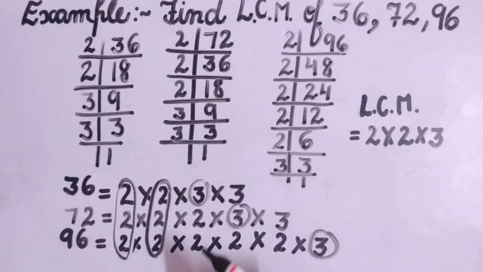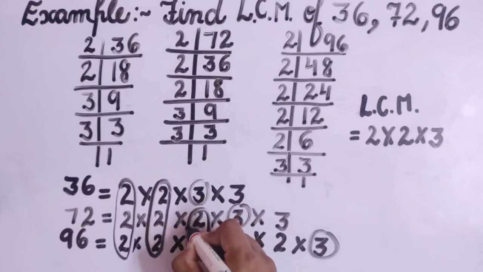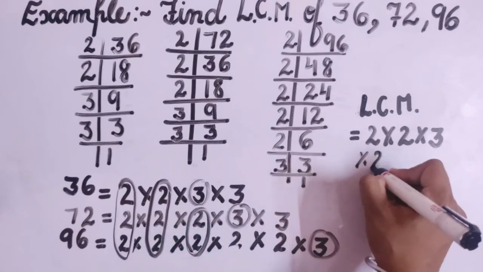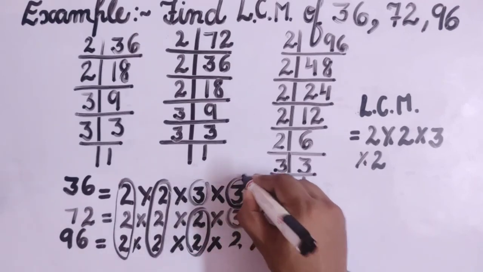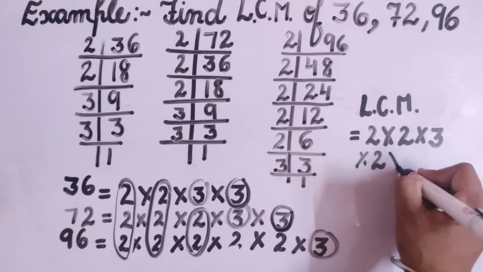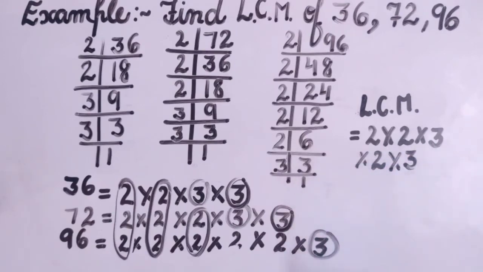So let's find out. 2, 2. 2 is common in only these two numbers. So let's circle them and write them here separately. Let's check, students. 3, 3. 3 is common in only these two numbers. So let's circle them. 3, 3 and write it separately. Multiply 3. Find out, students, is there any other number which is common in two numbers? No. No factor is there which is common in two given numbers.